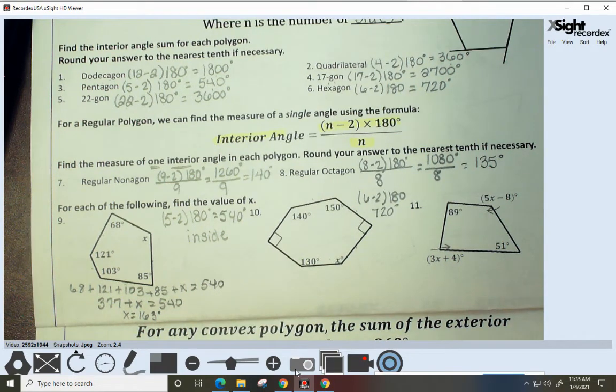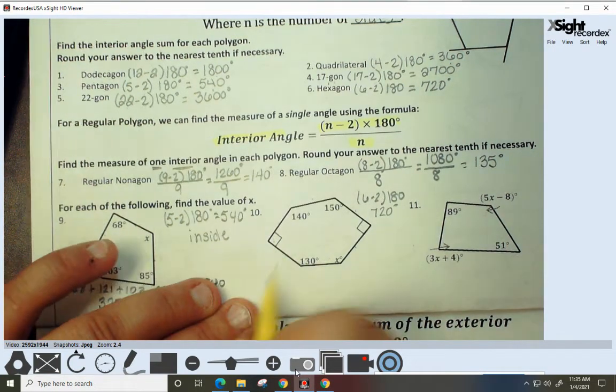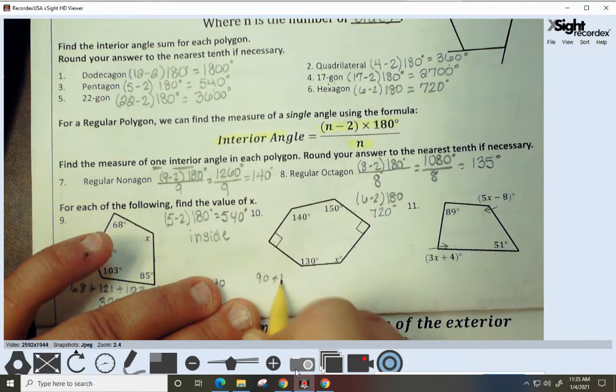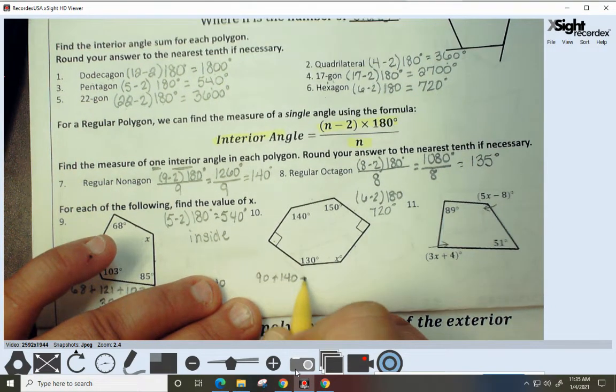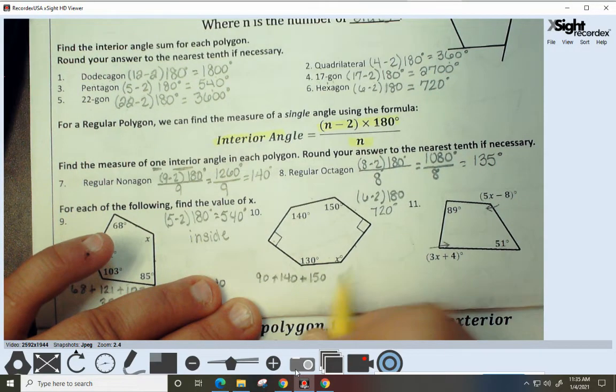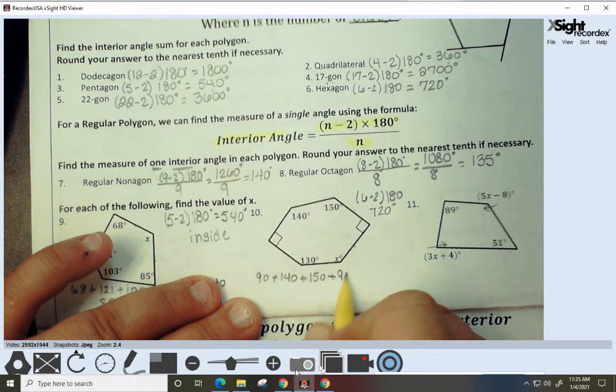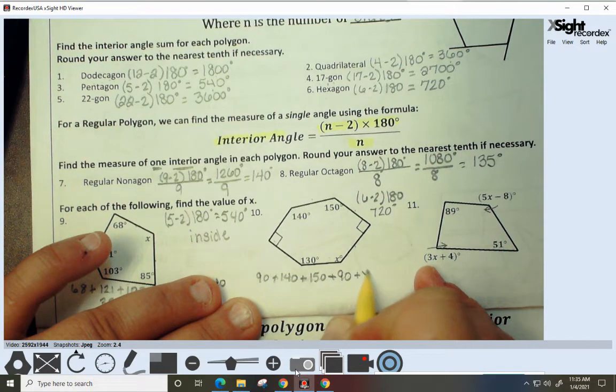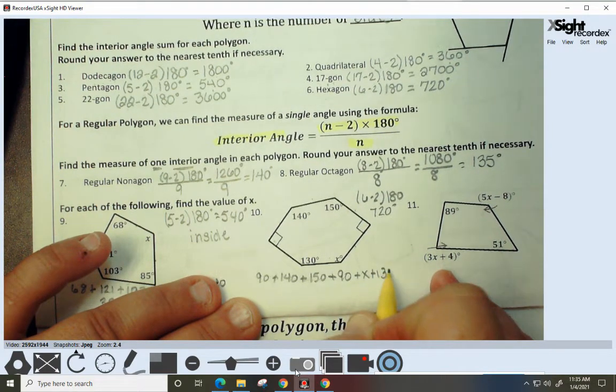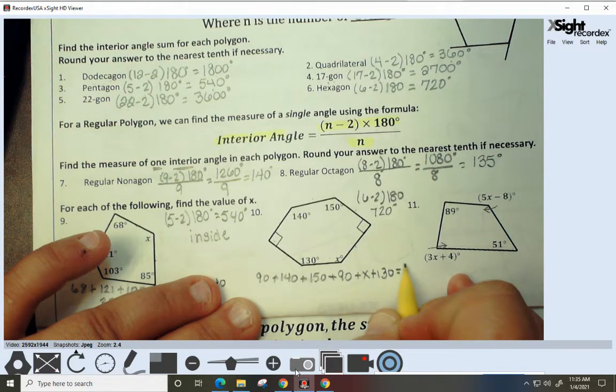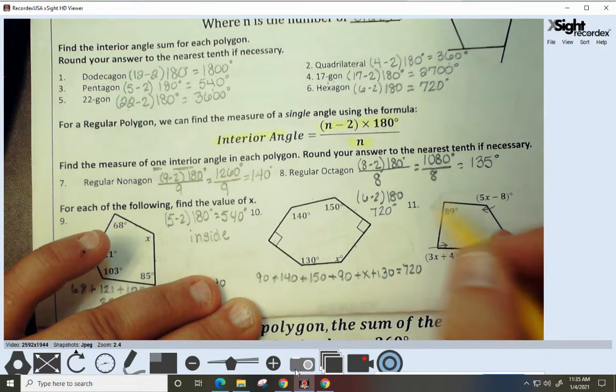We have to figure out some of our interior angles using that very first formula that we just did. I've got to figure out how many degrees is inside my figure. Then I can add everything up. I have 90 degrees, 140 degrees, 150 degrees, another 90, and an x. I have 130. And that's got to equal 720.